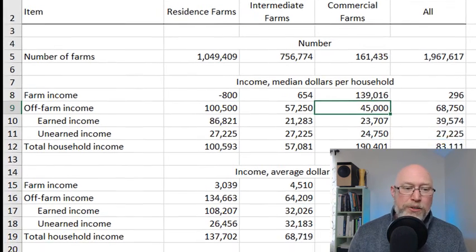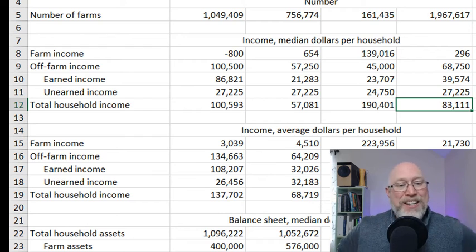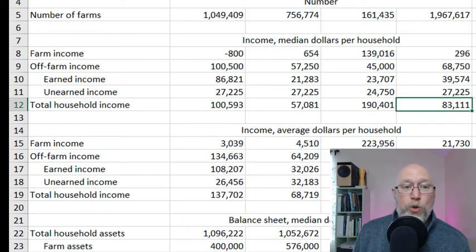If you look at the total household income there, $190,000 median household income. So half of these farms are making more than $190,000 a year. If you look at it for all farms, that median household income is $83,000 a year. What I want you to understand is that is a huge number.